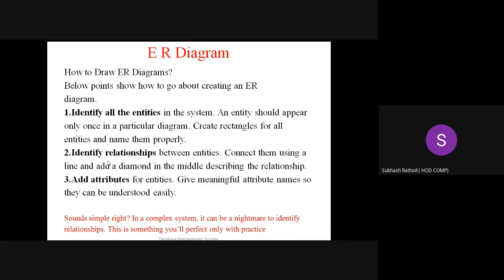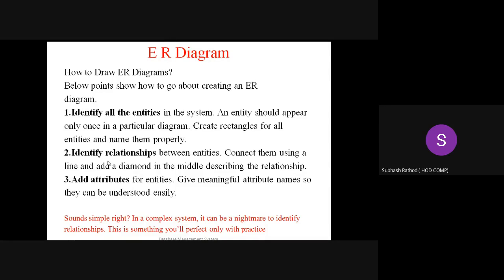First step is to identify all the entities in the system. So you know the entity. Entity means any real-time object. Always picture in your mind the database and identify the entities. If we consider the library database management system, what will be the entities? Member is an entity, student is an entity, librarian is an entity, staff are entities. So we can consider these entities in a particular database.